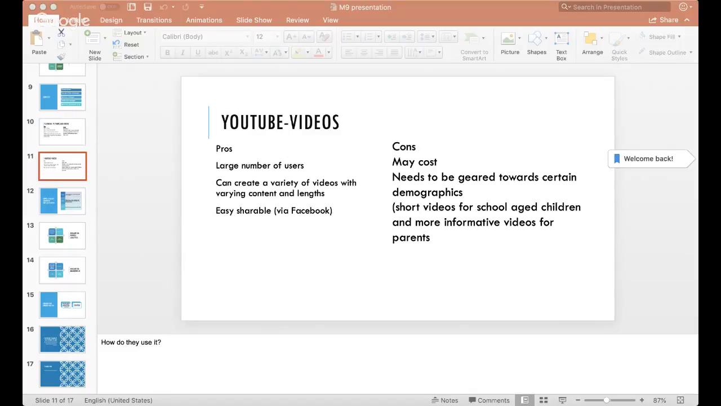And the cons are it potentially could cost to put these videos together. And if you want to make a high quality video, you might need to hire a company who has a nice camera and nice aesthetics, and they can really edit it properly. And also gear it towards different demographics. So creating a video is one aspect, but getting it in the right hands of the viewers of certain populations and demographics is another aspect that can be difficult.